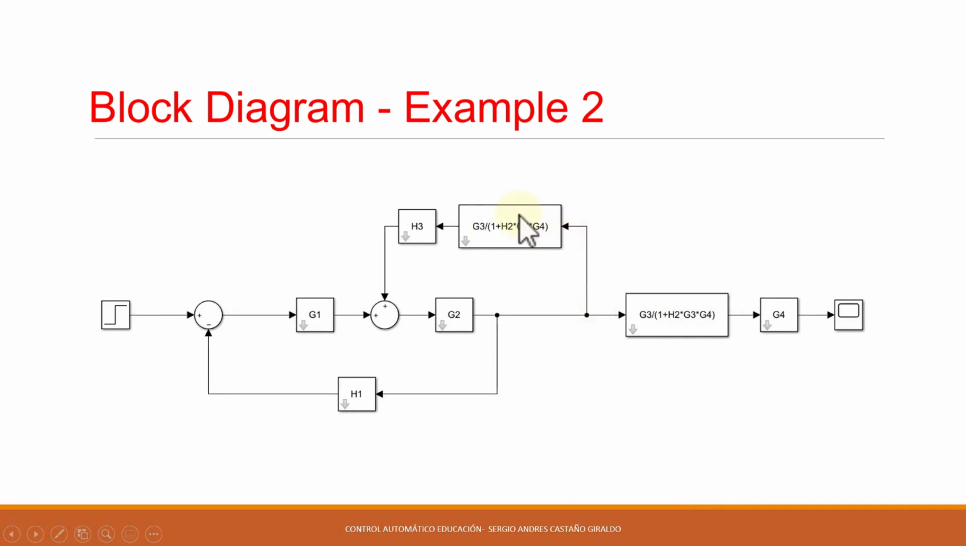Let's remember, this is the block. We had the branch point here, and we move it to the left. But then, the block has to remain on the other line of the branch. So here, we repeat the block, which is the closed loop G3 over 1 plus H2 G3 G4.